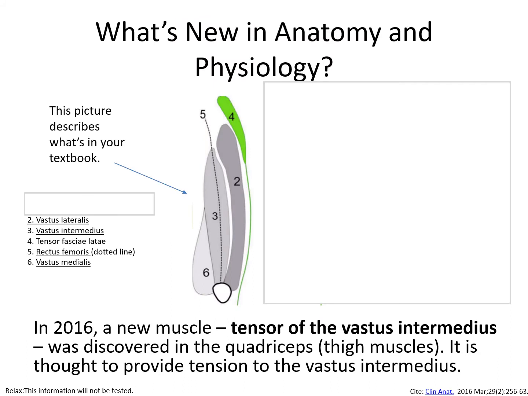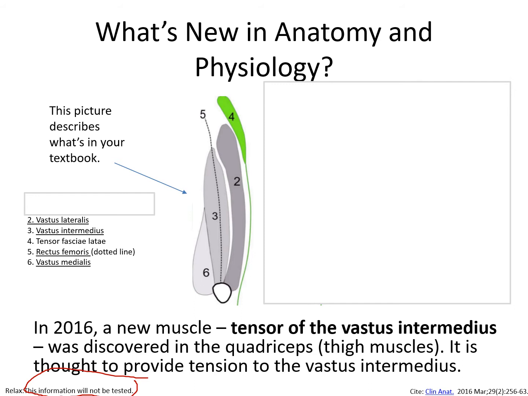So again, you won't be tested on this. I even have it on here: relax, this information won't be tested. But this picture consists of four muscles: the vastus lateralis, intermedius, rectus femoris, and vastus medialis. And these four muscles make up the quadriceps, which is the muscles of your thigh.